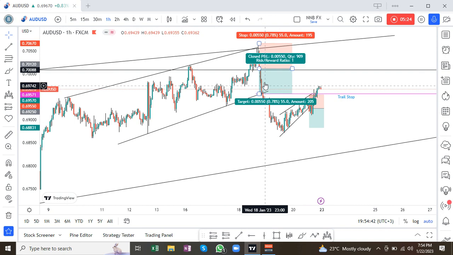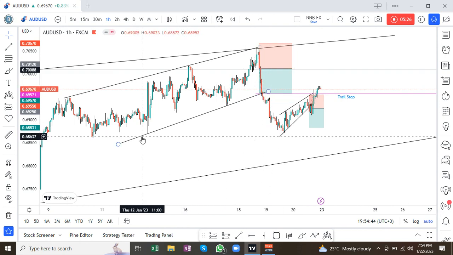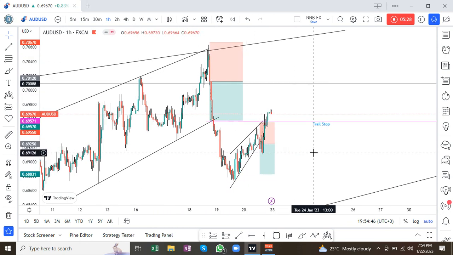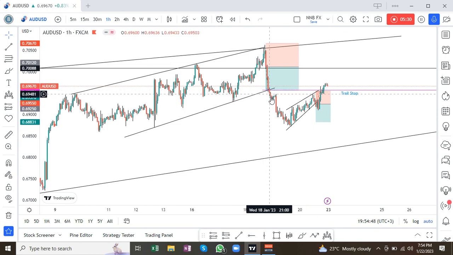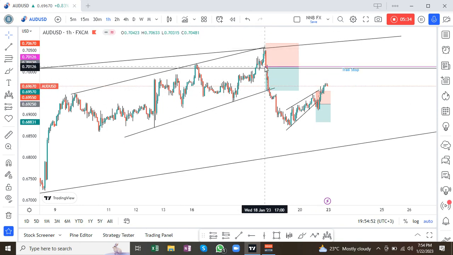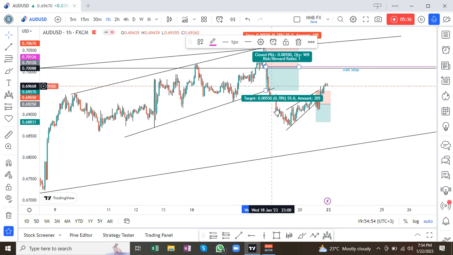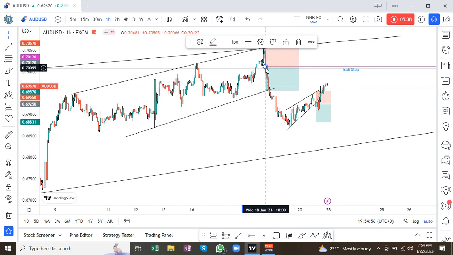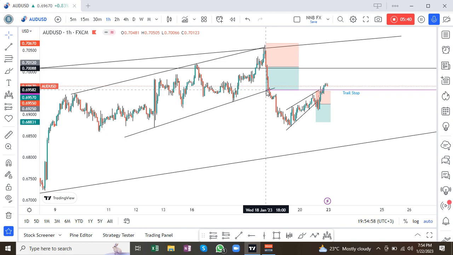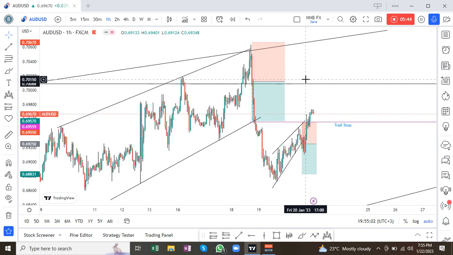After that, it broke that structure, got below it, and started forming some sort of correction. When it broke this structure, I had already moved my stop loss to break even. When it broke it impulsively and got down here, I took partial profits. I moved my stop loss down here where I took 1% profit.